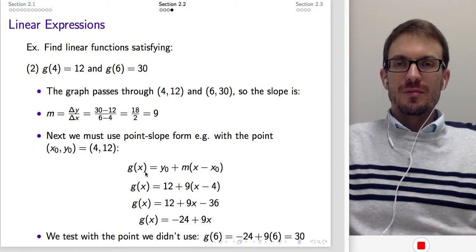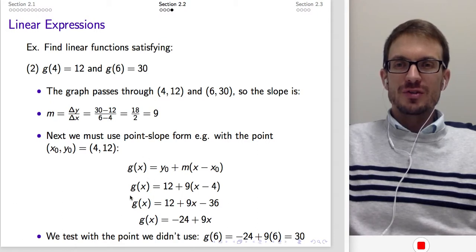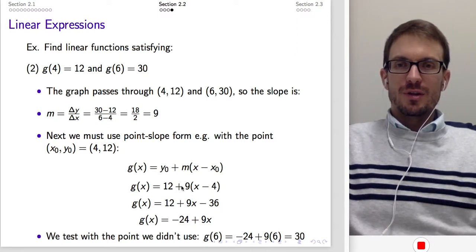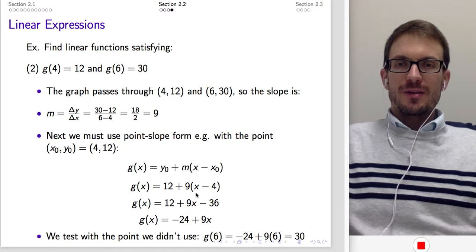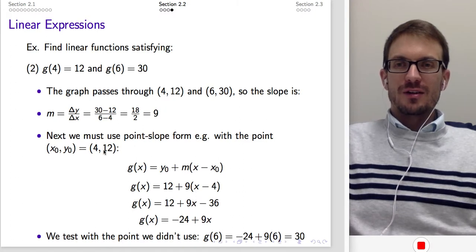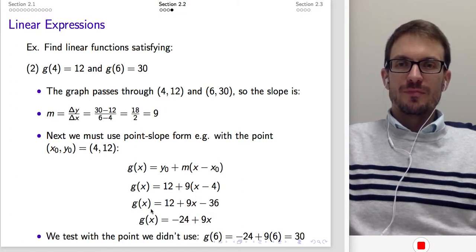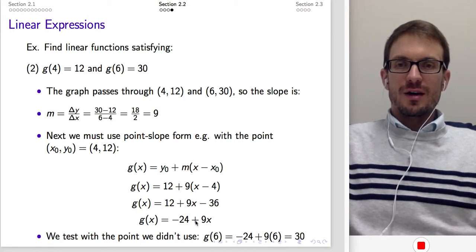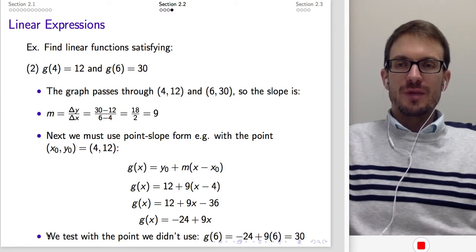So I'm just going to replace the values in my equation. So I have g of x is equal to 12, that's from my y naught, plus 9, that's my m, times x minus x naught. X naught was 4. And I distribute my 9, I get 9x, and I get minus 36. I collect like terms, or I just perform this addition, and I get minus 24 plus 9x.